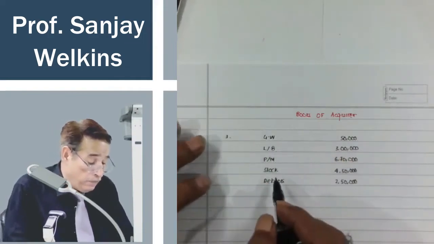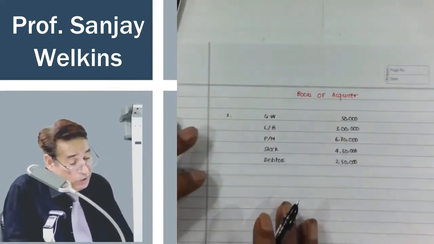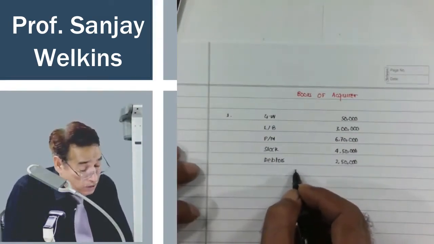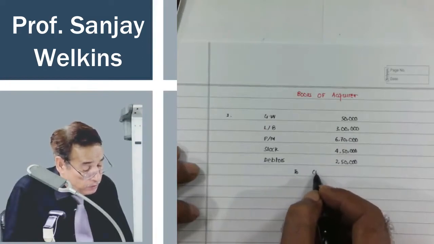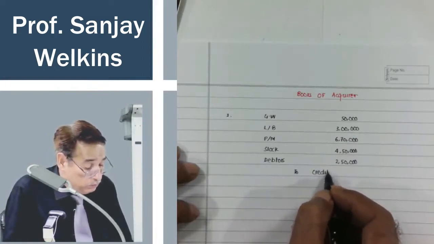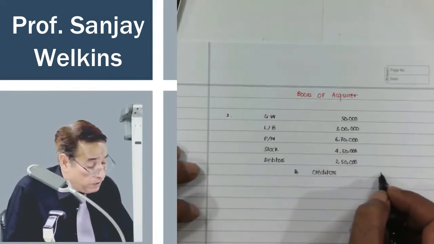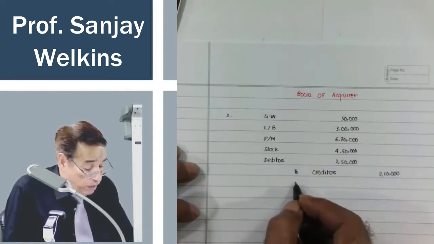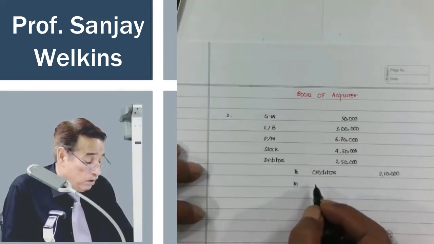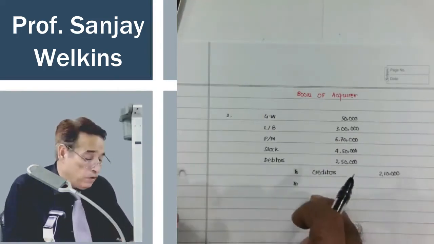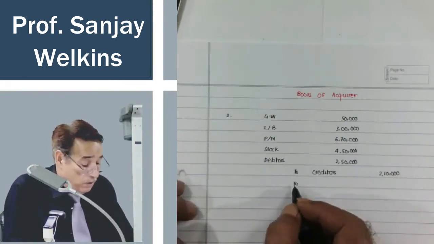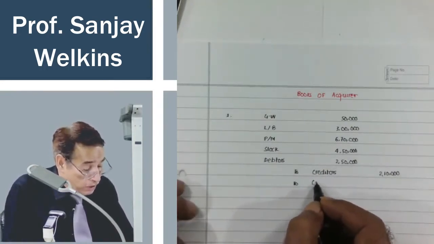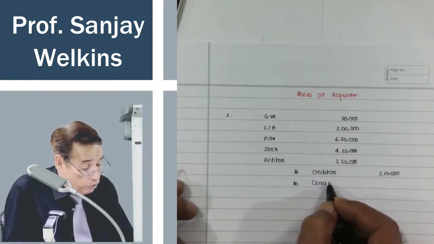Correct? Land and building we have taken over. Plant and machinery we have taken over. We have taken over debtors, but we haven't taken over bank. And we have taken over creditors. Creditors are worth rupees 2,10,000. We haven't taken over debentures, so I am not going to write debentures here. So for all assets and liabilities taken over, I am going to write here consideration, because this is the amount which we are supposed to pay.